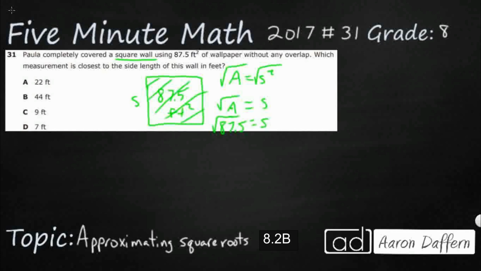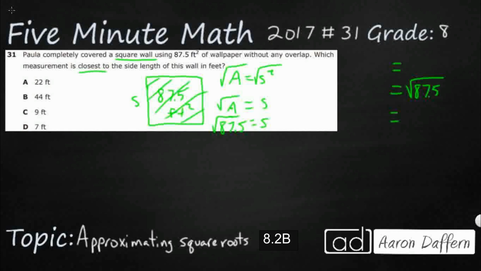So how do we find that without a calculator? With a calculator, very simple. Well, there's a few ways that we can find the closest measurement here. So let me show you one way. What we're going to do is take our square root of 87.5 and try to find the next square root that's below it and the next square root that's above it that we know of, right?